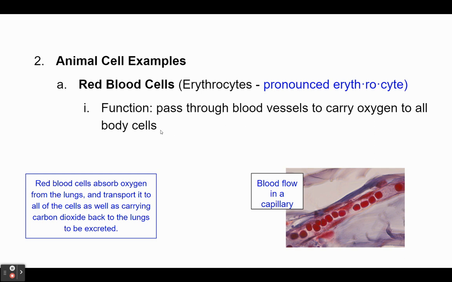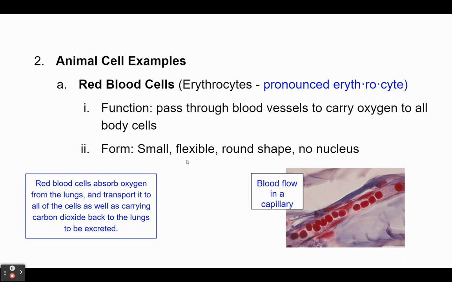What's their form that supports this function? Well, their form, their shape is that they are small. They're the smallest animal cells. They're very, very flexible. They have a round shape to easily fit through capillaries, and they don't have a nucleus. As they're maturing, they actually discard their nucleus so that they are even smaller and can fit through capillaries even easier.